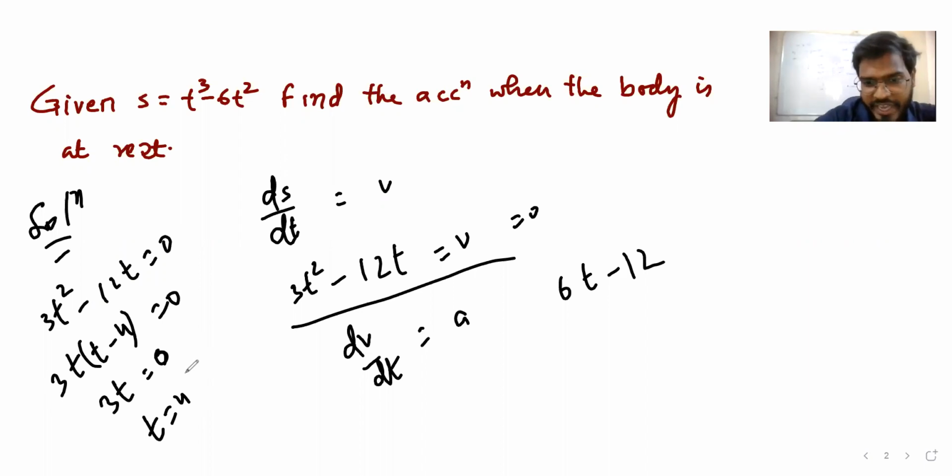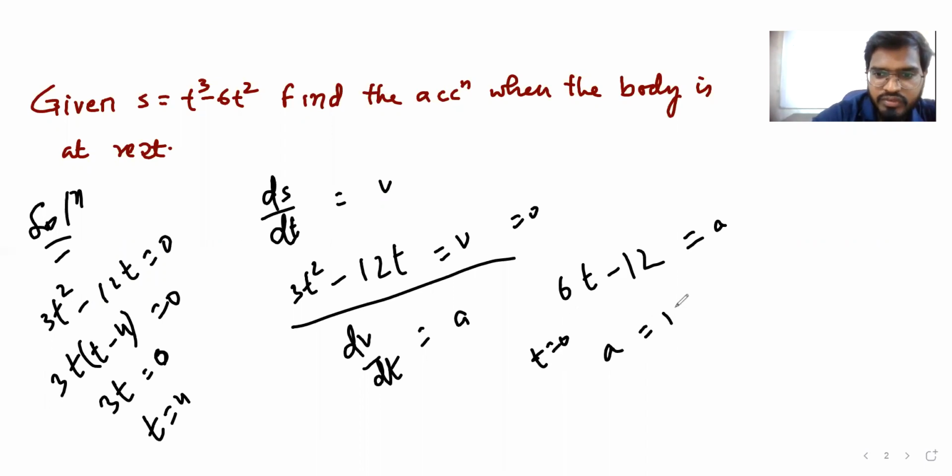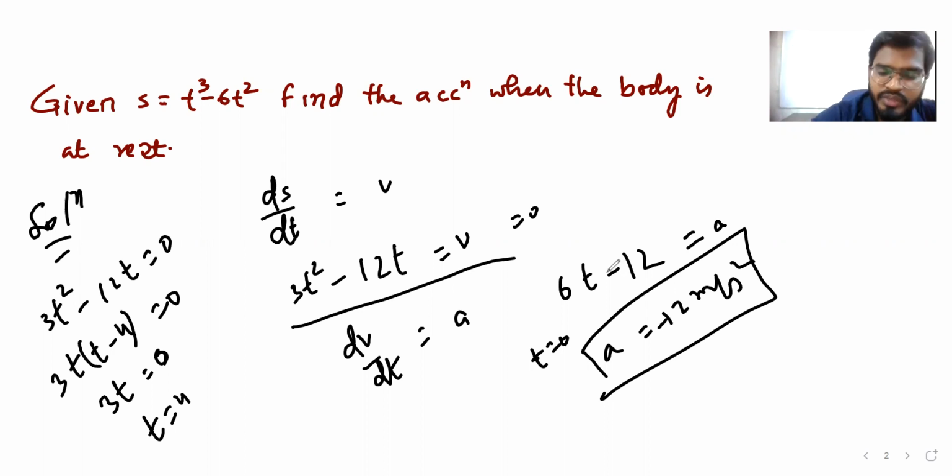Now for acceleration, we got this expression. Put t is equal to 0. At t is equal to 0, the acceleration is going to be minus 12 meter per second square, because if you put t is equal to 0 we get minus 12. At t is equal to 4, it is going to be 24 minus 12.